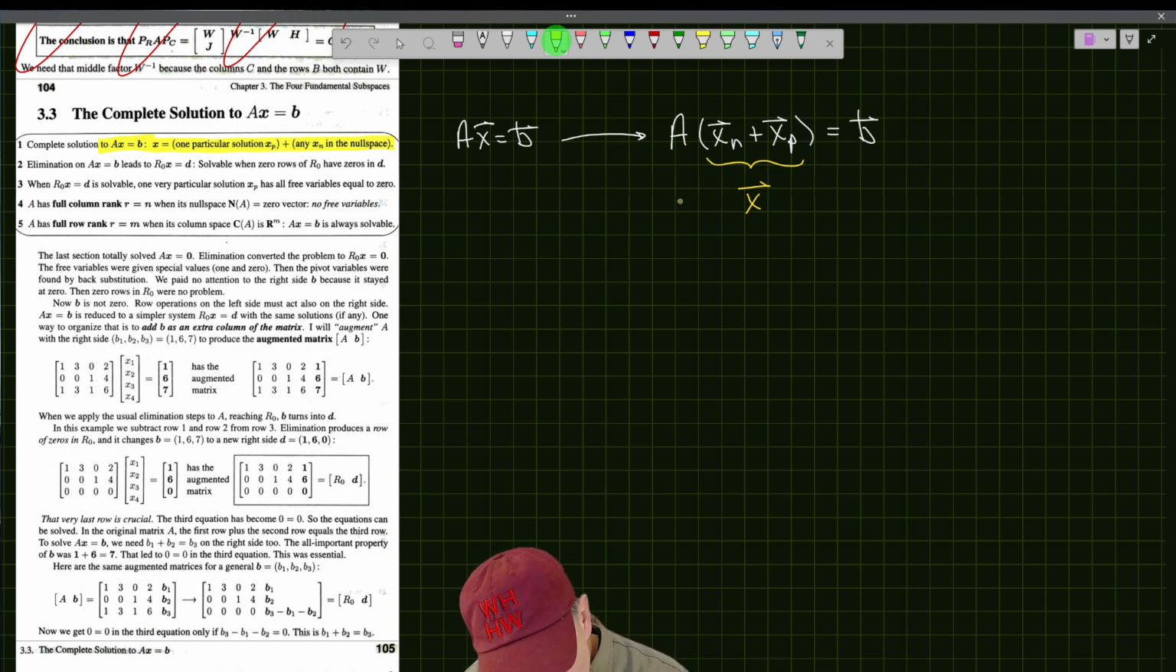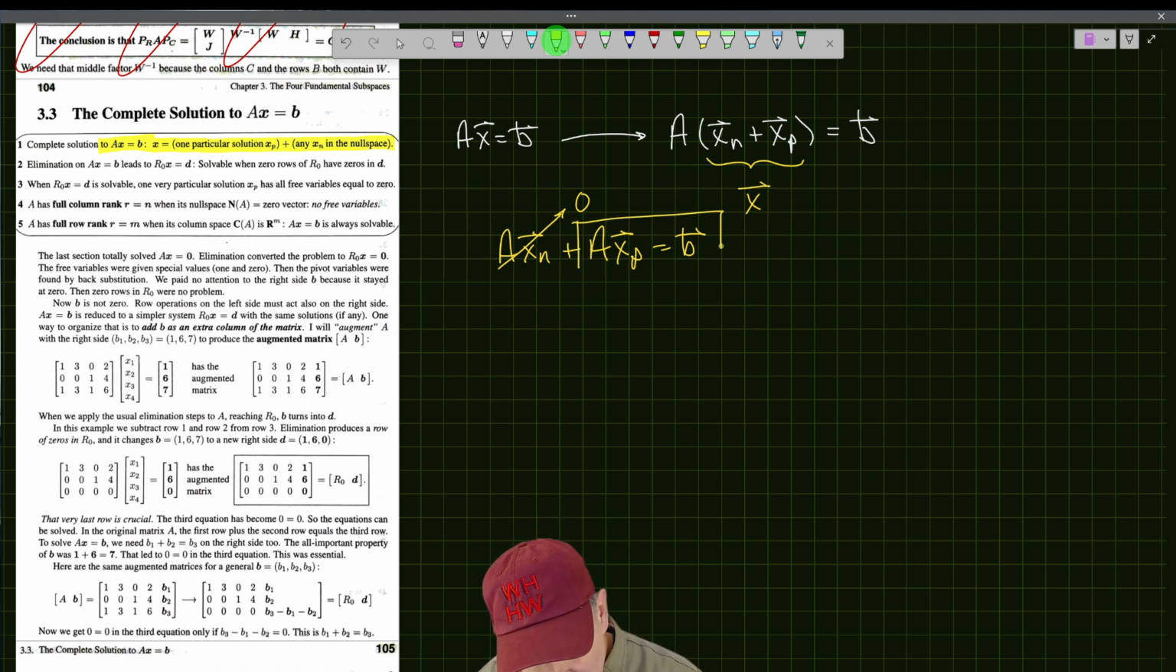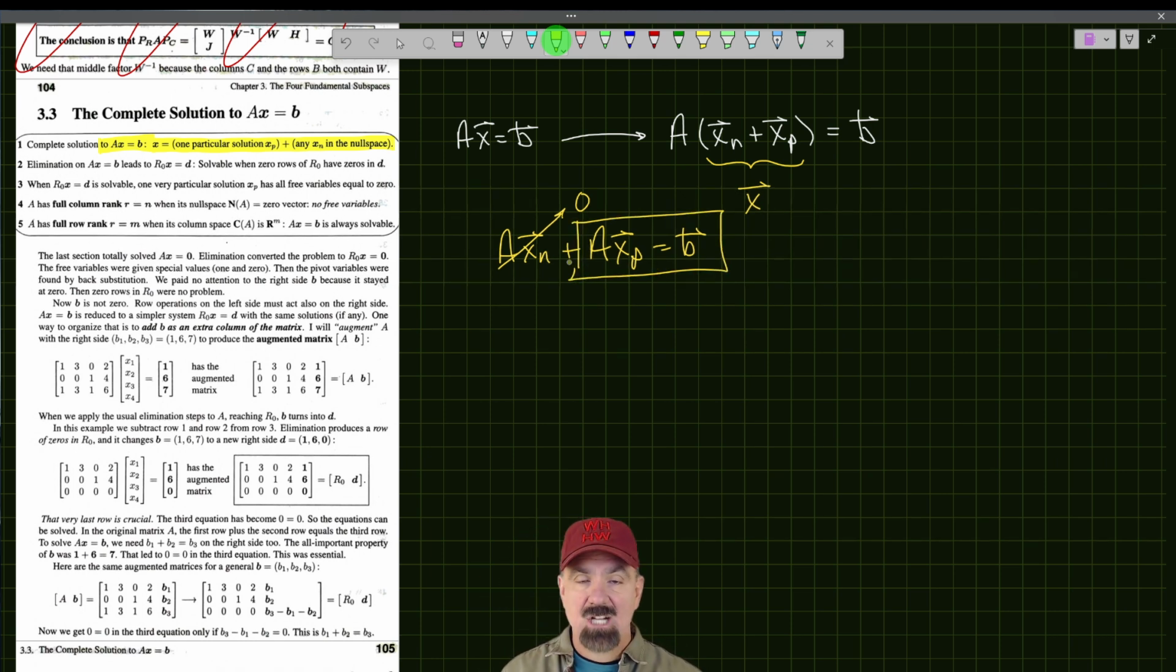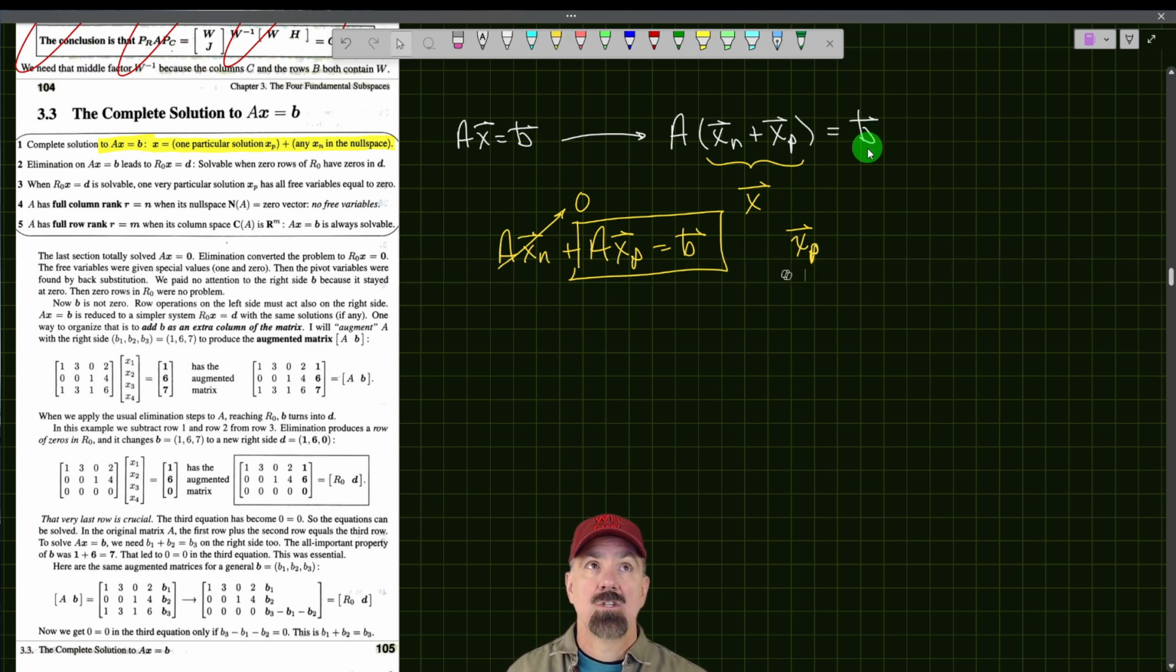And this is easy to see. If we expand this out to be Axn plus Axp equal to b, we can see that that's true because this part is going to be equal to 0. Any null space vector is going to be mapped by A to 0. What we're left with is something that actually solves the equation. The particular solution is a solution that is particular. The term particular comes from the fact that it is particular to the right-hand side vector. It's particular to b.